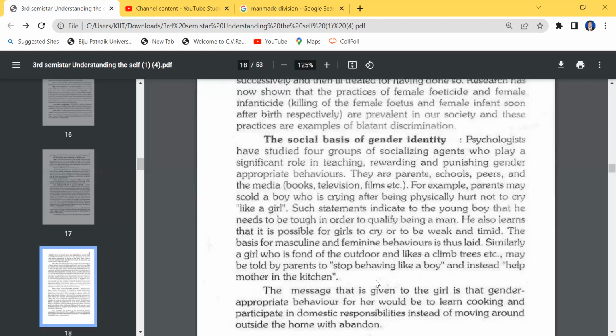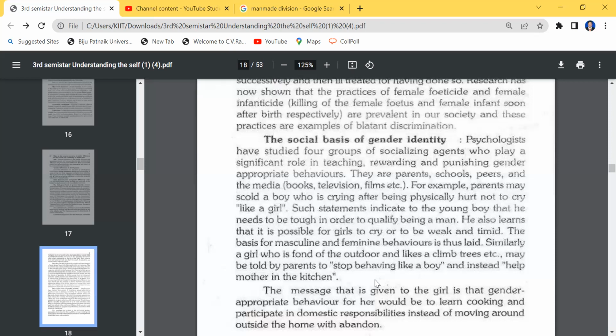For example, parents often scold a boy who is crying, even physically, telling him not to cry like a girl. Such statements indicate to the young boy that he needs to be tough in order to qualify as a man. He also learns that it is acceptable for girls to cry and to be weak. The basic masculine and feminine behaviors are thus learned. Similarly, a girl who is fond of outdoor activities like climbing trails may be told by the parents to stop behaving like a boy and to be a mother in the kitchen instead.